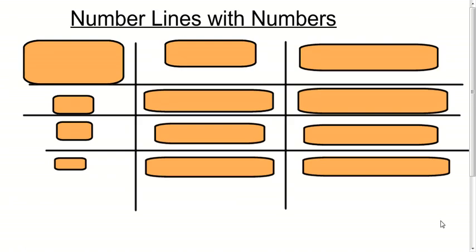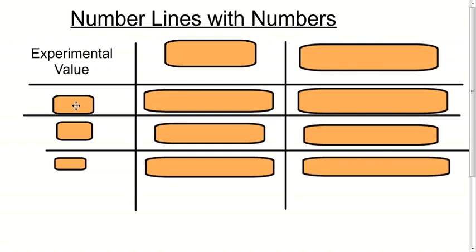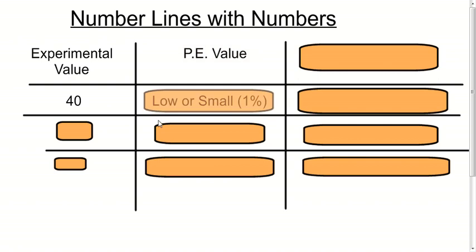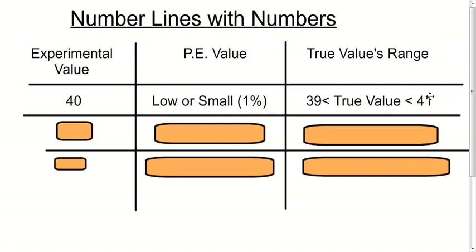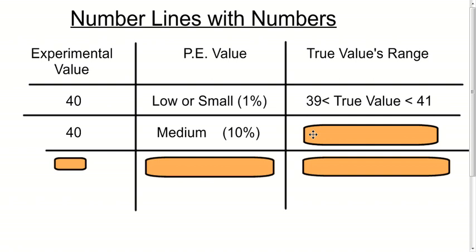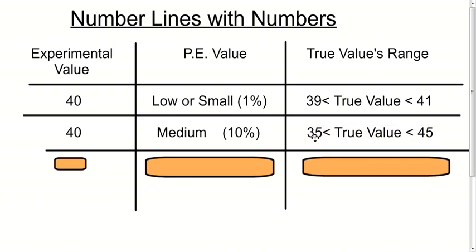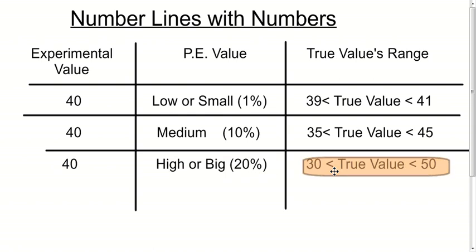Now, let's put some numbers with these number lines. Let's say our experimental value is 40, and we've got small percent error values. That means the true value's range is going to be very small. It's right around 40. And if you've got bigger percent error, then your range is going to go up. And if you've got even bigger, your range would increase even more.